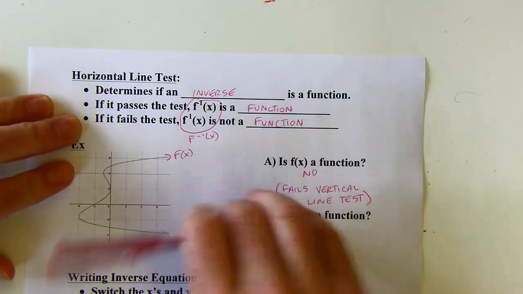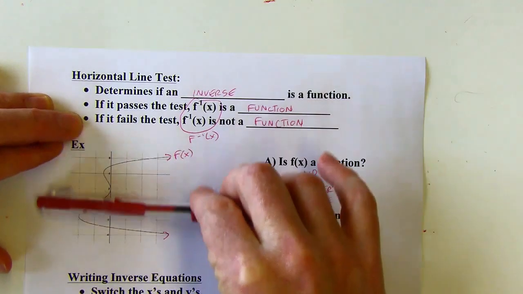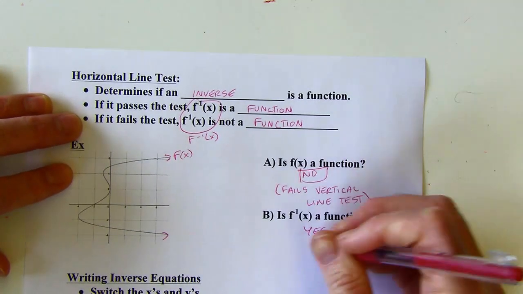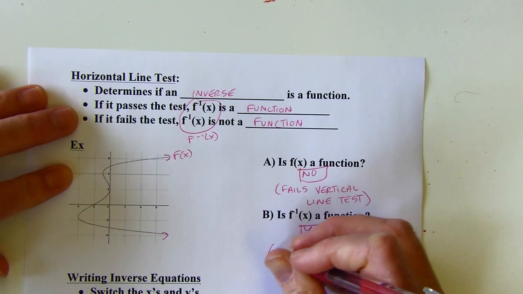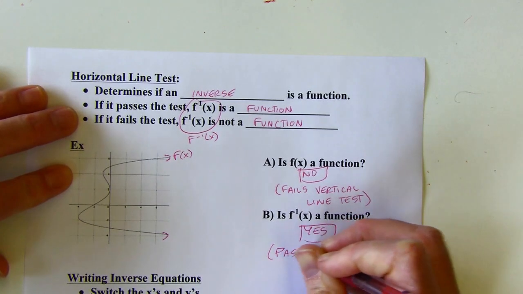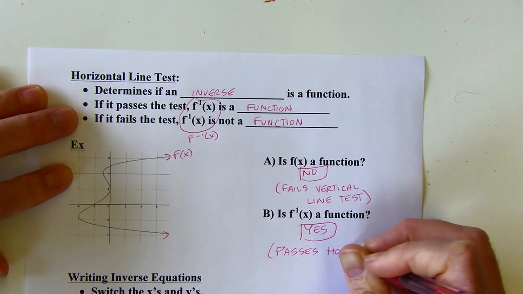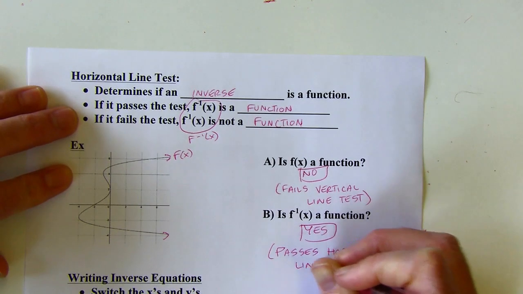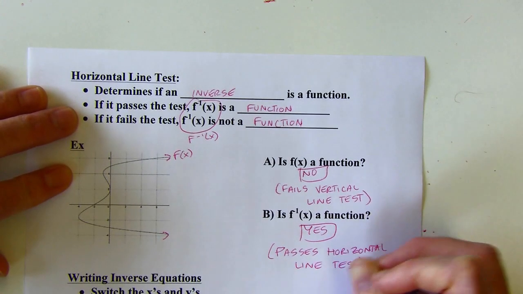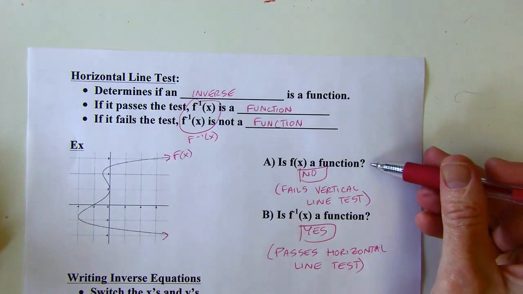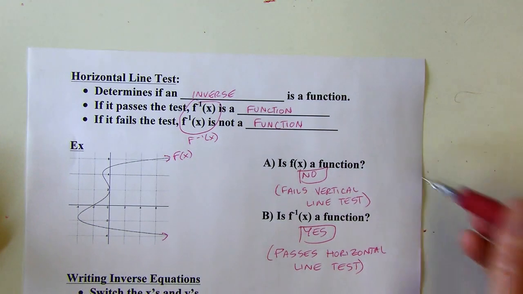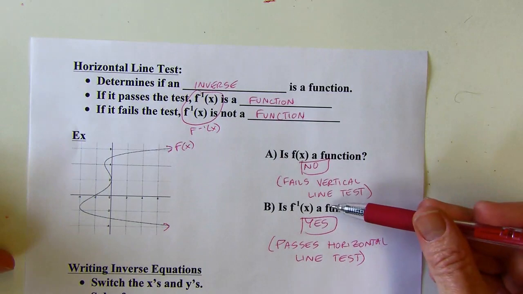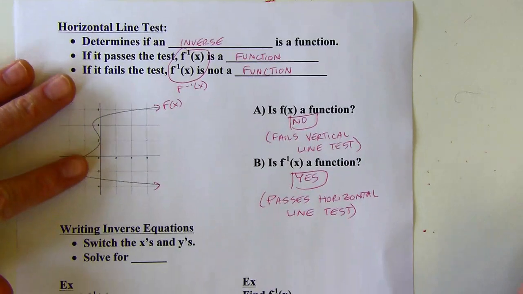Okay, so horizontal line test, this passes the horizontal line test. So my answer here is yes. And hopefully parts A and B there kind of illustrate when to use the vertical line test: on the original function, that's when you use it. When to use the horizontal line test: on the inverse of a function, okay?